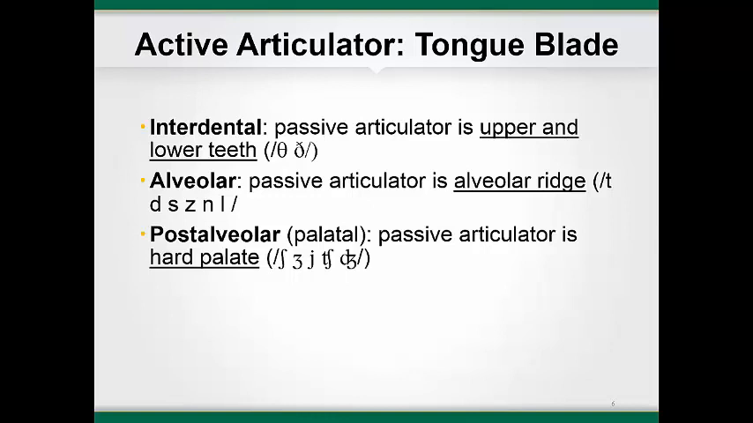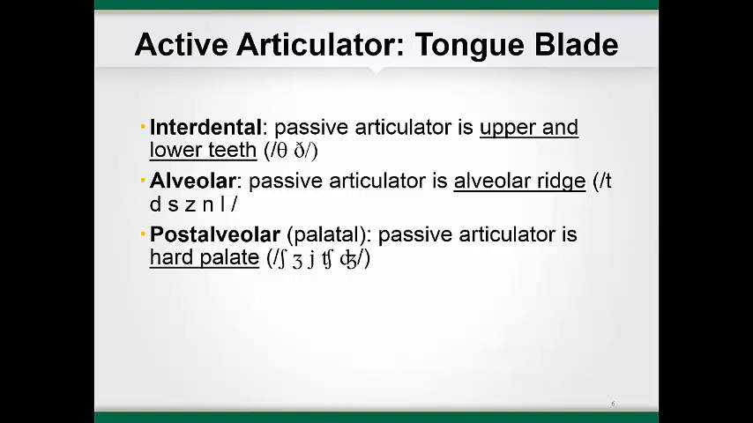For the alveolar sounds, the tongue blade touches or moves close to the alveolar ridge, so the alveolar ridge is the passive articulator for these sounds. These are the first sounds in the words top, dog, snake, zebra, knot, and lip. The t, d, s, z, n, and l sounds.